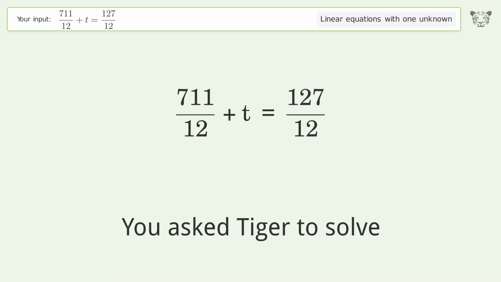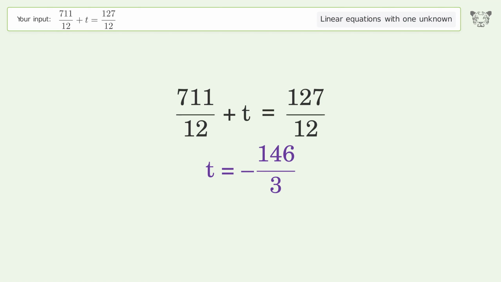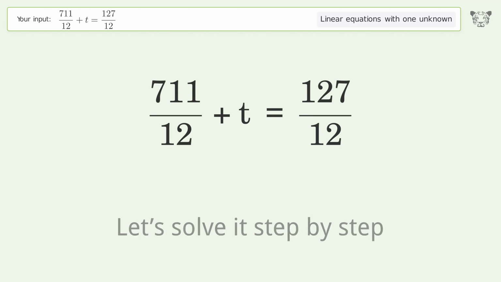You ask Tiger to solve. This deals with linear equations with one unknown. The final result is t equals negative 146/3. Let's solve it step by step.